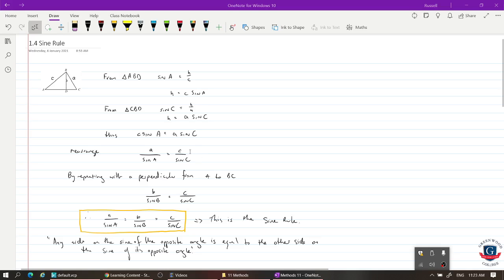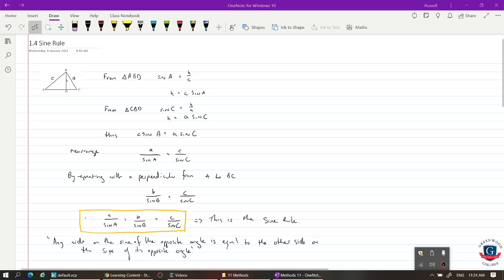Now, if we repeat that operation, instead of taking the perpendicular from B, take it from A instead, and repeat the same operation here, we'll end up with b on sine B equals c on sine C. Now, given we've got sine C in both cases, if we equate these two equations together, we find that a on sine A equals b on sine B, which gives us this expression here, where we know that a on sine A is equal to b on sine B is equal to c on sine C. And this is generally known as the sine rule.